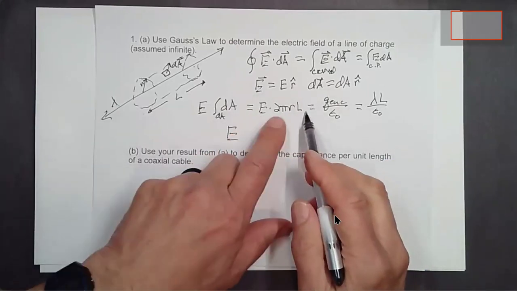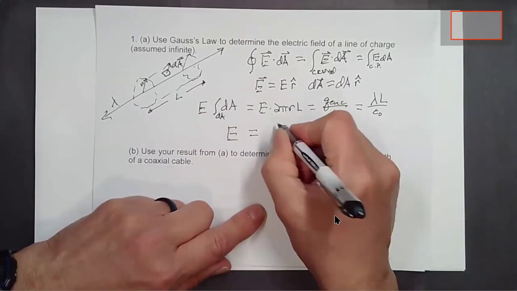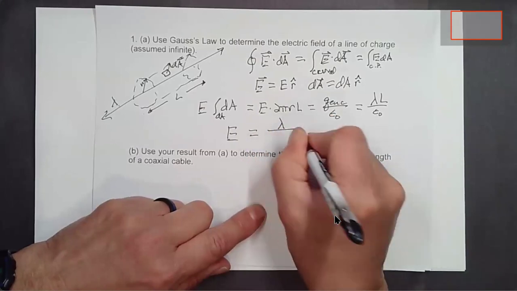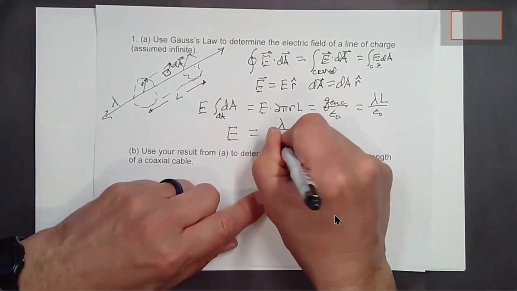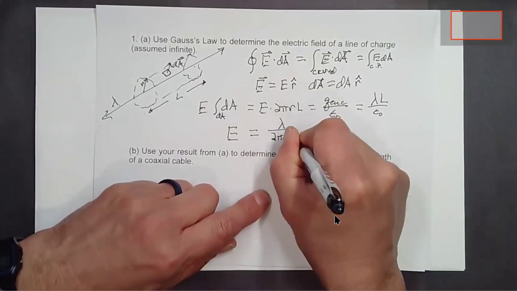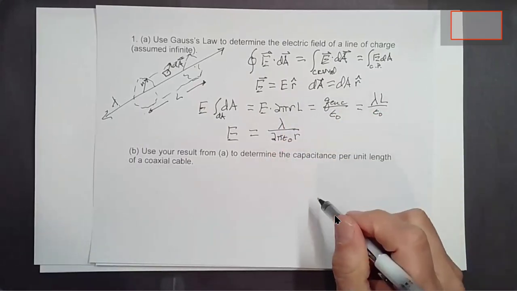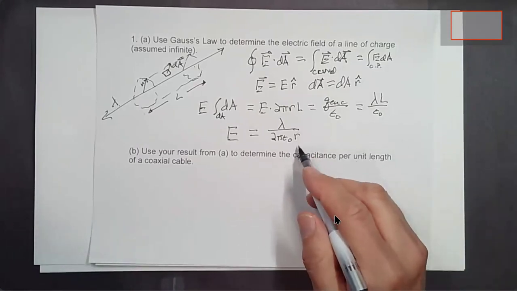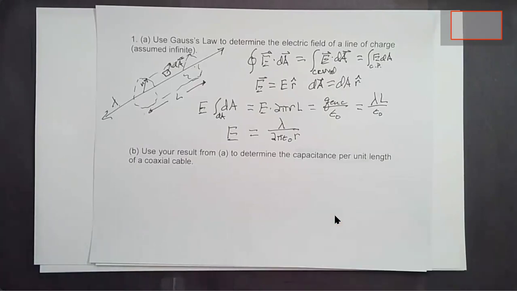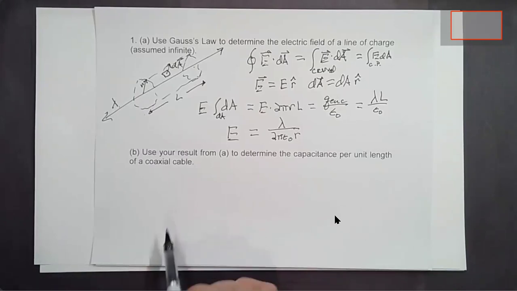Okay, well, if I divide, first of all, the L's will divide out. I'll end up with E is equal to lambda over 2 pi epsilon naught r. And so that'll be my electric field strength. And it drops off like 1 over r as you move away from here. Okay, now I'm supposed to use this result to determine the capacitance per unit length of a coaxial cable.